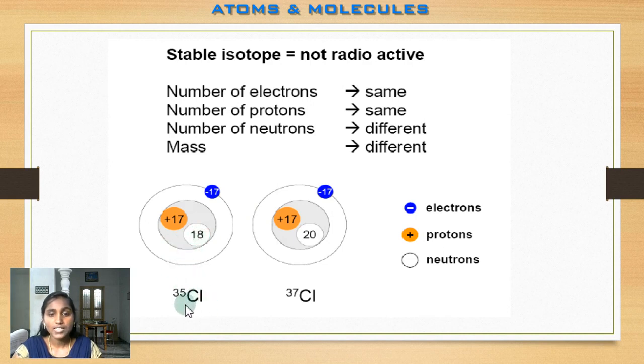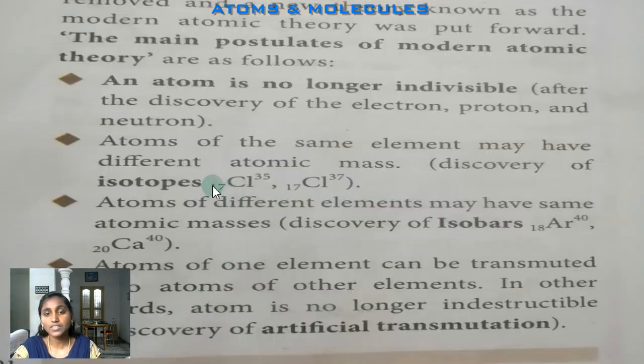So chlorine 17-35, chlorine 17-37. So the 17 in the subscript means that is the atomic number. Okay, that is considered as what? Atomic number. And this superscript value is considered as mass number or atomic mass. Have you understood? This is atomic number, this is mass number. 17 is the atomic number, 35 is the mass number. Like that in this chlorine atom, 17 is atomic number, 37 is mass number or atomic mass.